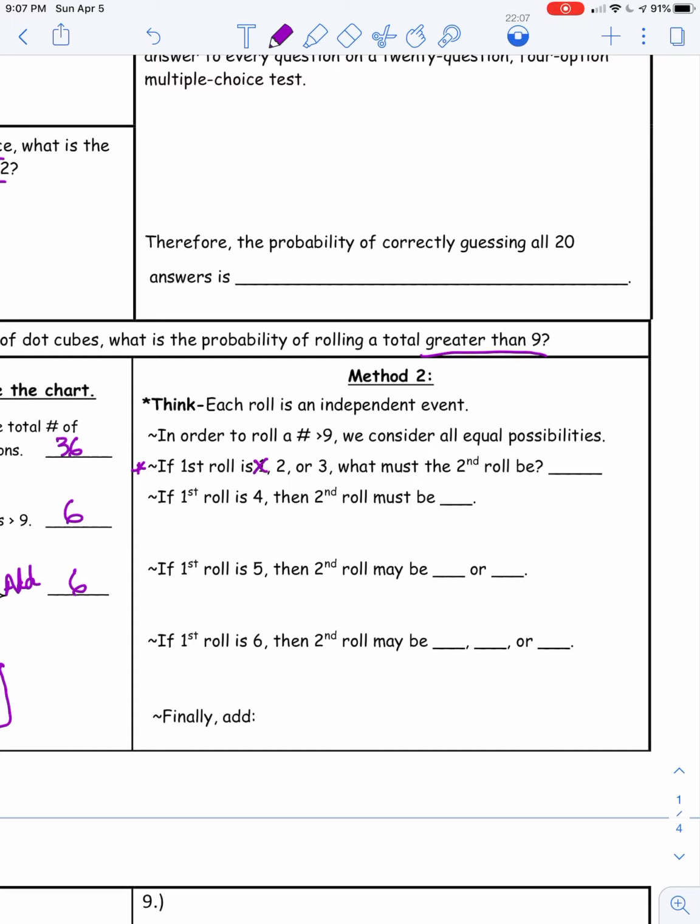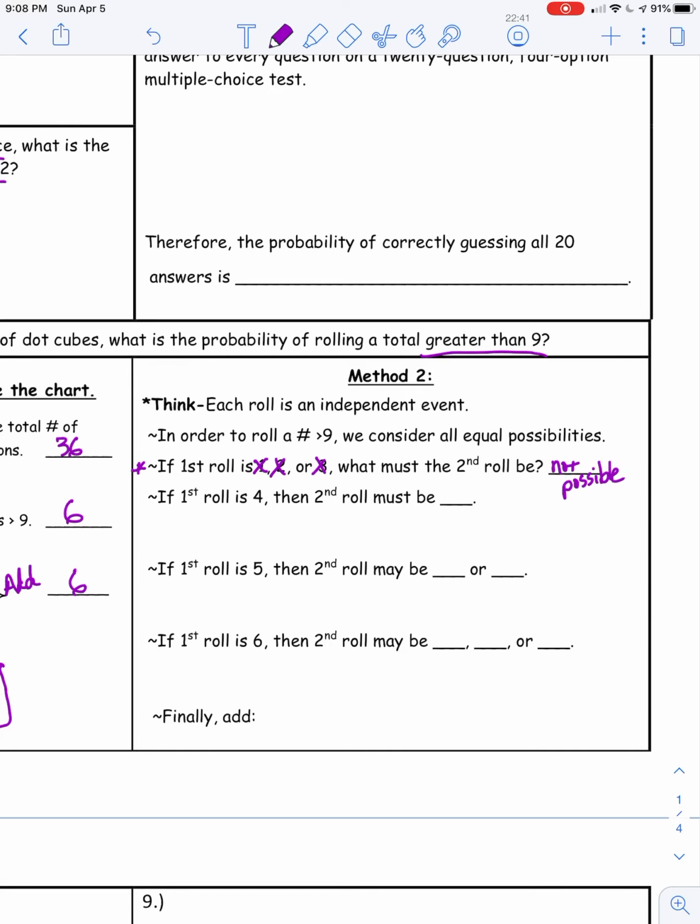How about 2? If I roll a 2, what can I roll that would give me a number greater than 9? Again, if 6 is the greatest number on a dot cube, if I roll a 2 on the first roll and a 6 on the second roll, that's only 8. That's not greater than 9, so that doesn't work either. How about the 3? If I roll a 3 and I roll a 6, I'm at 9, but we're looking for something that's greater than 9. So 3 doesn't work either. Actually, all 3 of these are not possible.